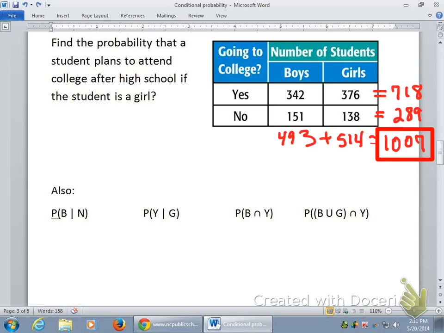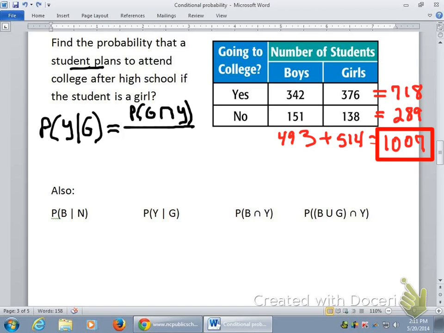So I'm talking about the probability of a student attending college after high school if I already know it's a girl. So that would be, yes, they're going to college if I know it's a girl. That's what my formula would look like. So let's think about the previous formula. What would go on top? It'd be the probability of girl and she said yes, 376 over the probability that it was a girl.